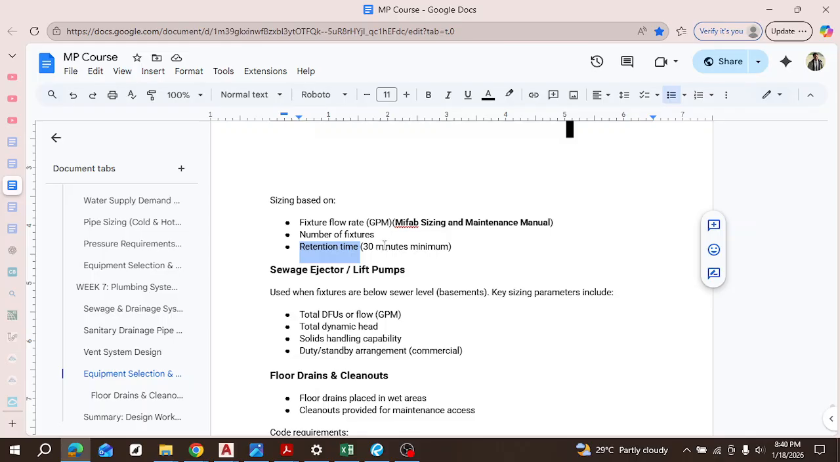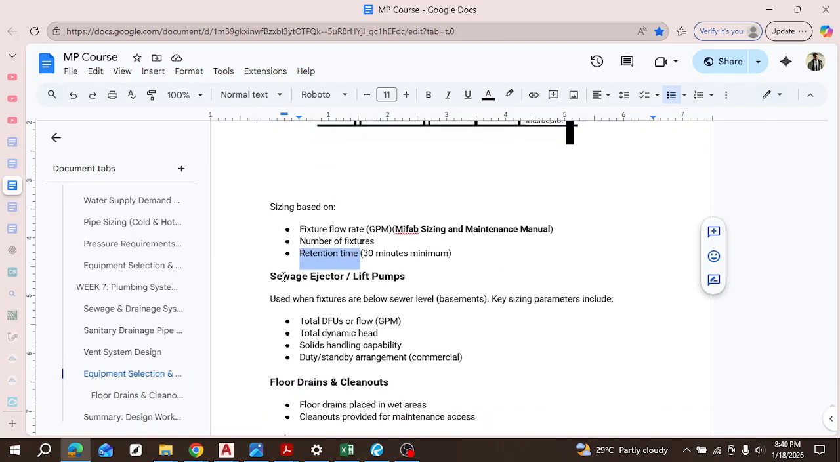So as you can see, 30 minutes. You basically just multiply your total GPM by 30 minutes, because this is gallons per minute. So to get the volume we need, just multiply it by minutes, and that will give you the total volume of gallons that you need for it to work properly, right?